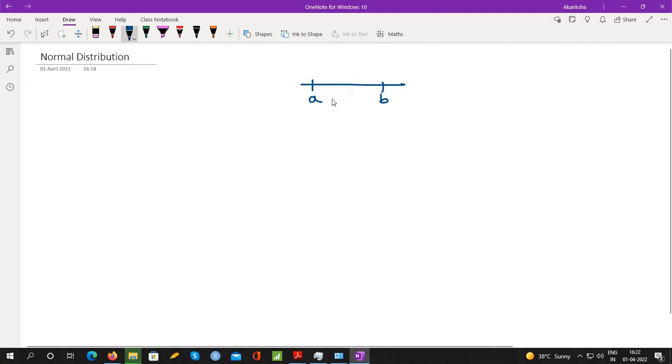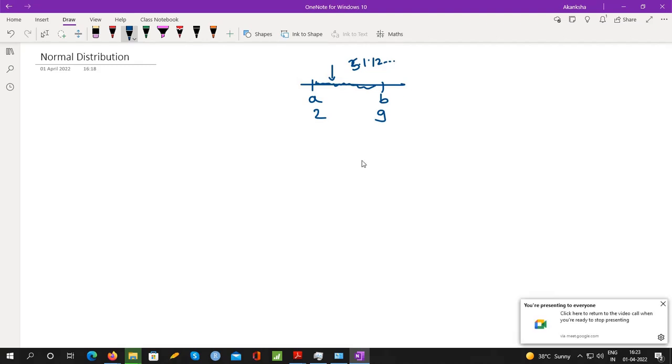For example, if I am talking about adult human height, then maybe somewhere between say 2 feet to 9 feet, even if I allow for extremes. Then any value in between is possible, correct? It's not just integers 2, 3, 4, or not even fixed fractions like 2.1, 2.2. Technically, if you have a precise measuring instrument, then any value, something like 2.1, 5.112, would also be a possible value. So in such cases we go for what are known as continuous distributions.